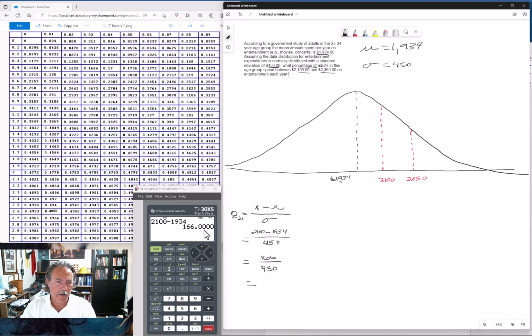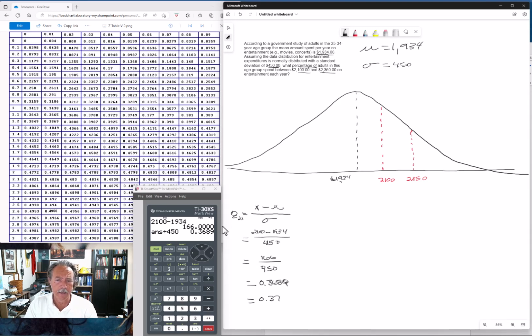166, which is already in our calculator. Let's divide that by 450. 0.3689. And that is our z-score out to 4 decimal places. Now our z-score table only goes out to 2 decimal places, so let's round this to 2 decimal places. So it's going to be 0.37. And we're going to use a 0.37 with our tables here in just a second.